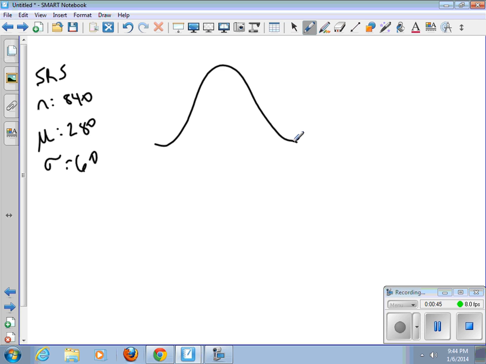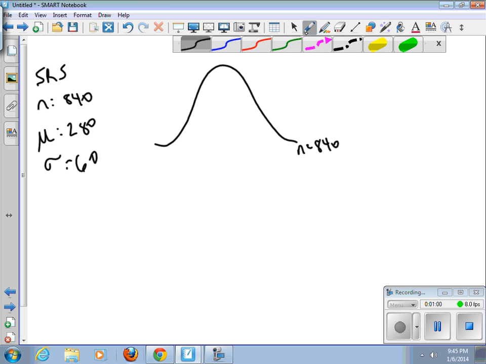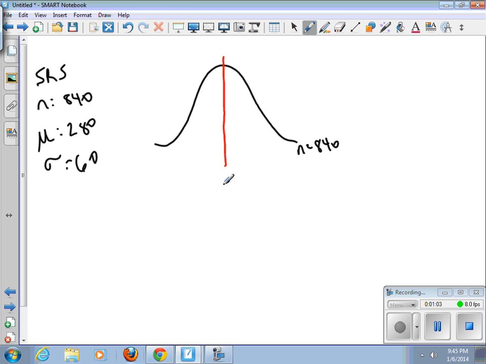So part A says describe the shape, center, and spread of the sampling distribution of X bar. So this is the X bars when N is 840. Well, I know it's going to be approximately normal. I know that the center will be at 280, and I know that the standard deviation of my sampling distribution is going to be the standard deviation of the population divided by the square root of N.